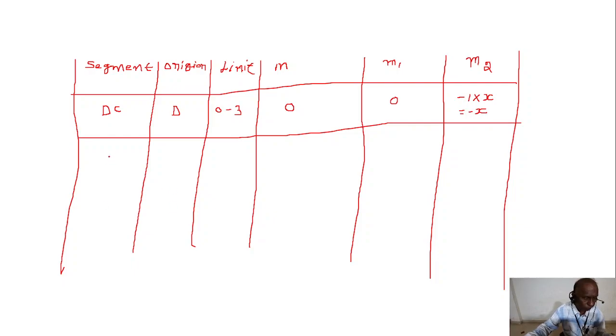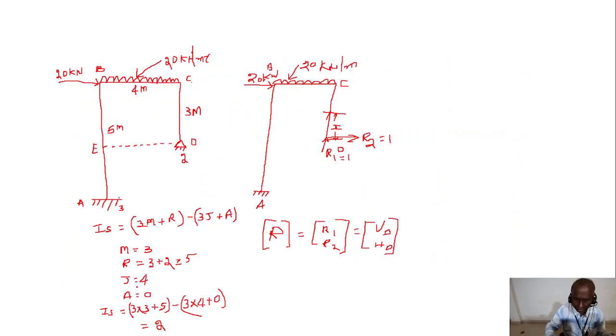Next, segment CB. Origin C, limit the distance 0 to 4. You will see the segment CB. Take some distance from C, that is X, and find the moments due to external loads and due to unit load.